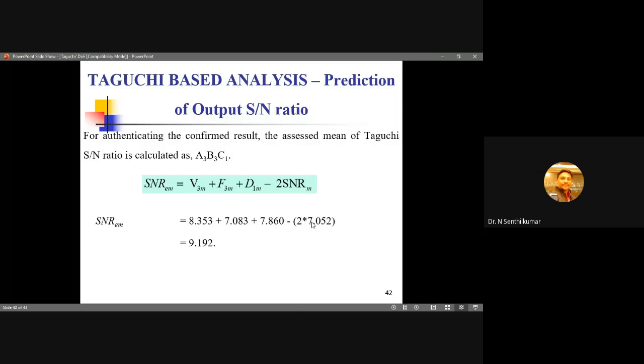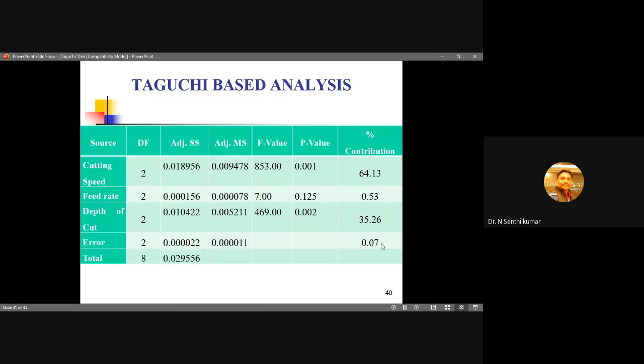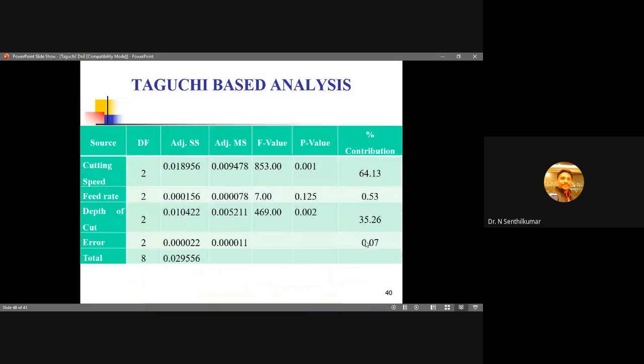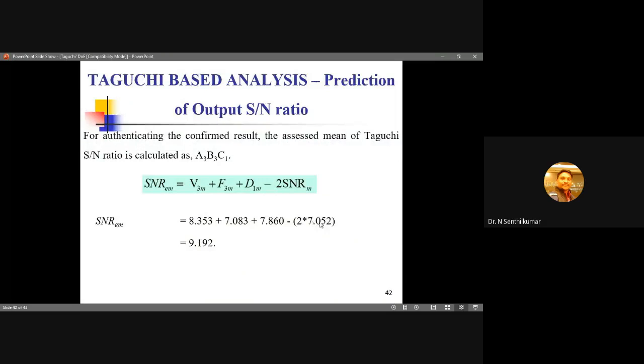Okay, minus 2 into this 7.052 is nothing but this value, that is 63.468 divided by 9. That will be this value. Put together, this is 9.192. This is the surface SN ratio, the higher value here.